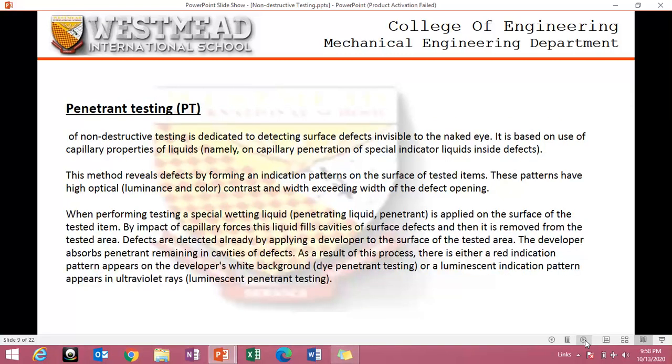The third one is penetrant testing, or PT. It is dedicated to detecting surface defects invisible to the naked eye. It is based on the use of capillary properties of liquids. This method reveals defects by forming indication patterns on the surface of tested items. These patterns have high optical contrast and width exceeding the width of the defect opening.